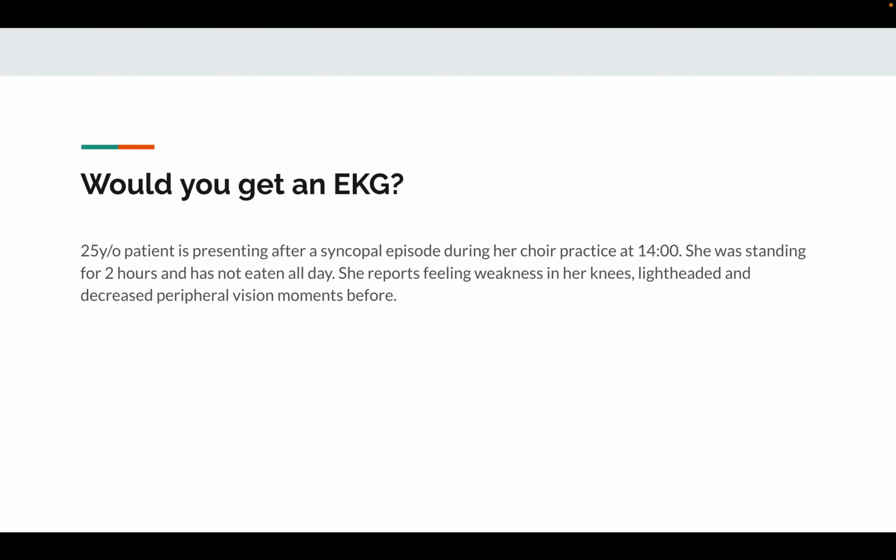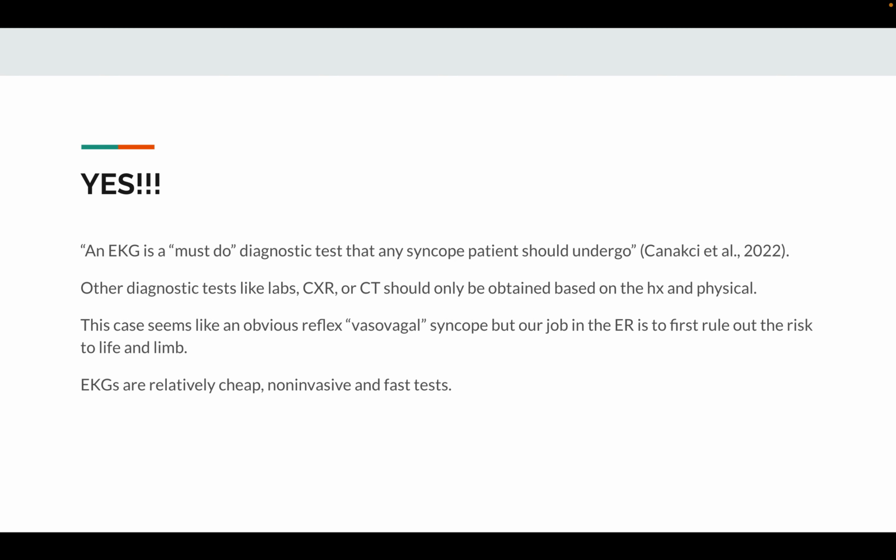Well, even though this looks like a pretty obvious reflex or vasovagal syncope, it's our job to rule out the scary stuff, and an EKG is a must-do test in any syncope patient. Other diagnostic tests like labs or imaging can be obtained based on your history and physical, but EKGs, they're cheap, they're non-invasive, and they're very fast, and they're great at ruling out the scary stuff.